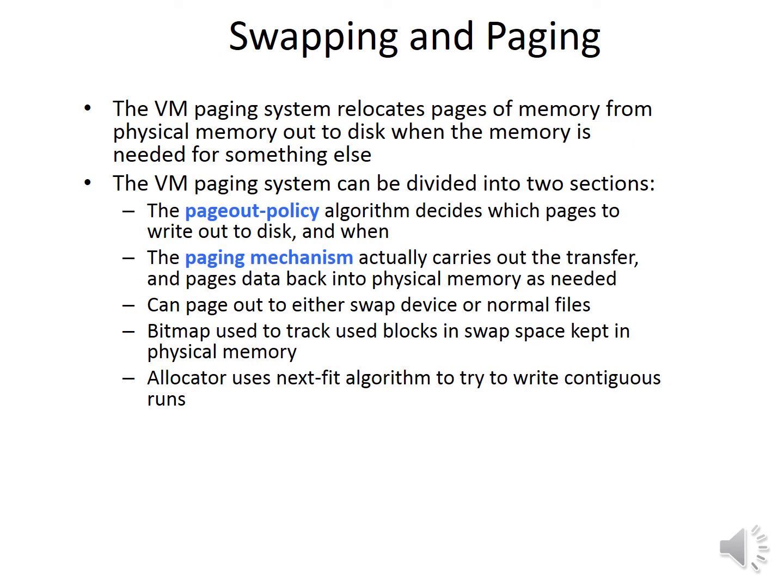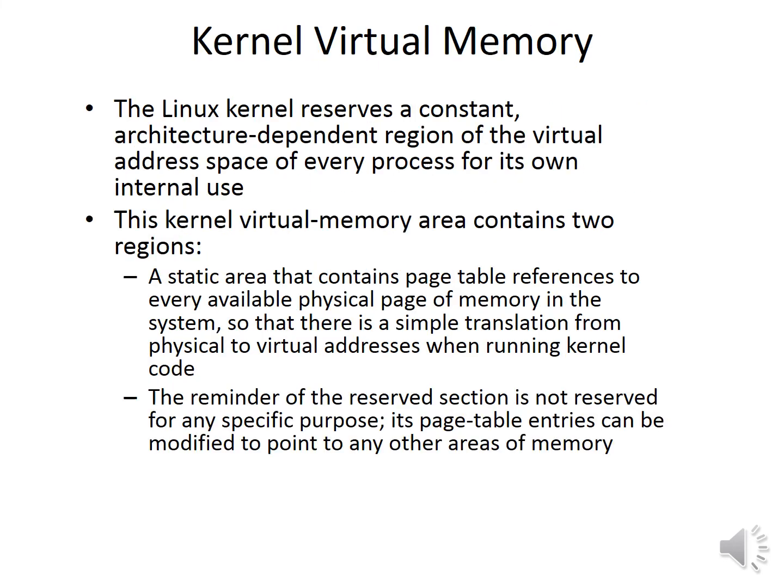Swapping and paging. The paging system can be divided into two sections: the page-out policy and the paging mechanism. The page-out policy algorithm decides which pages to write out to disk and when, and the paging mechanism actually carries out the transfer. It can page out to either a swap device or normal files. A bitmap is used to keep track of the blocks in swap space kept in physical memory. The allocator uses a next-fit algorithm to try to write contiguous runs.